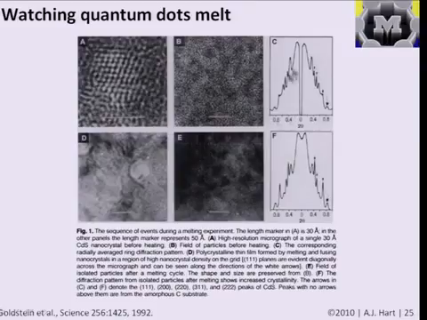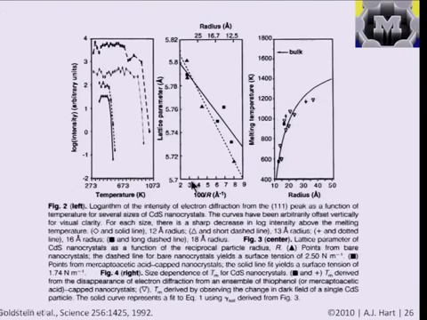And they see that the order, this is a line scan of the electron diffraction pattern, the order of the crystal increases after the dots have been heated and cooled. And the question is, well, how do you determine that the particle has melted? In the case of going from a solid to a liquid, if you're looking at the diffraction pattern, then the strong diffraction peaks that correspond to the order of the lattice would go away when the particle goes from solid to liquid.